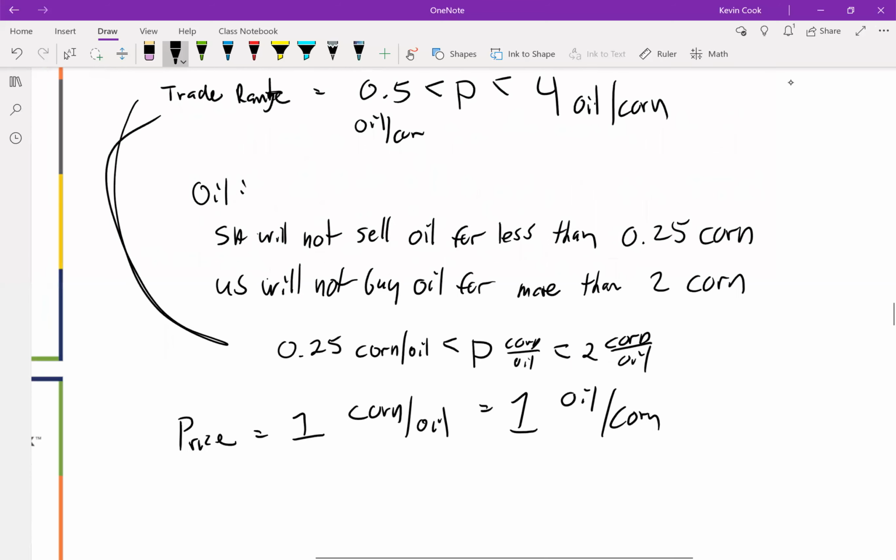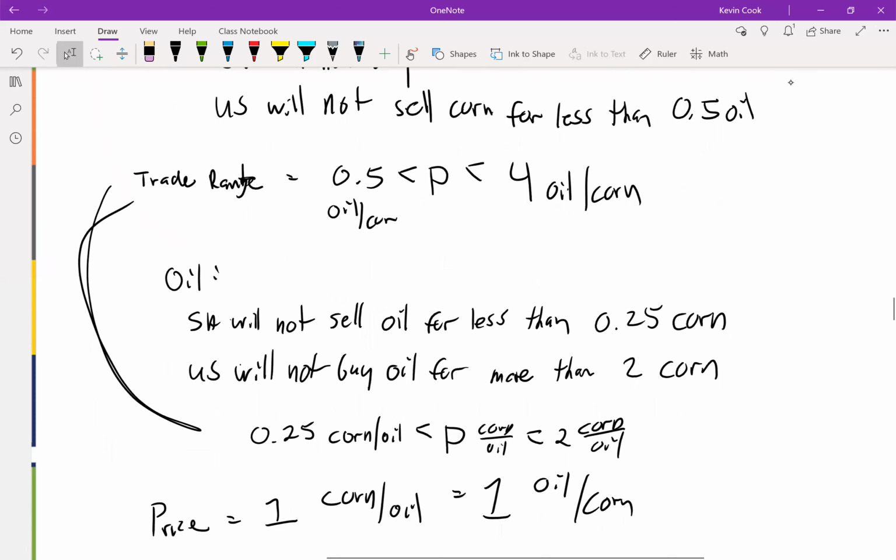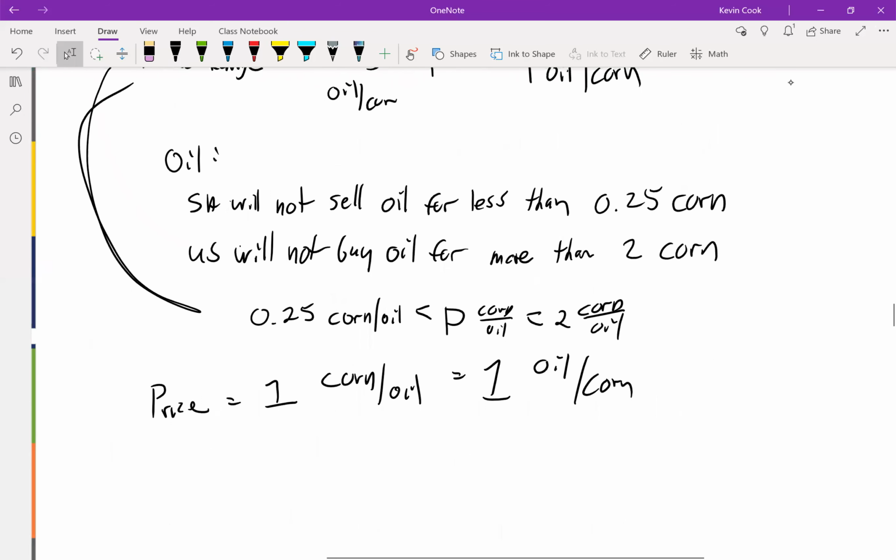And again, the reason this will work out is Saudi Arabia is happy to buy corn and give up just 1 oil, because that makes them better off. It makes them able to live outside of their production possibility frontier. And same thing with the US. They'd be happy with that same trade-off because it allows them to work outside of their production possibility frontier. And we put them together. That's what we're going to see in a few minutes.